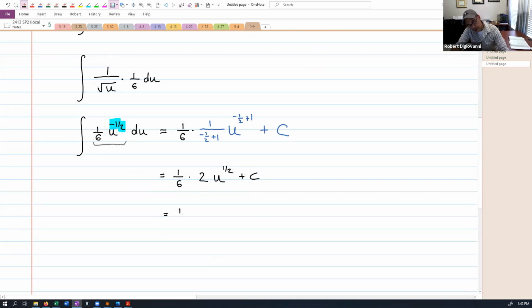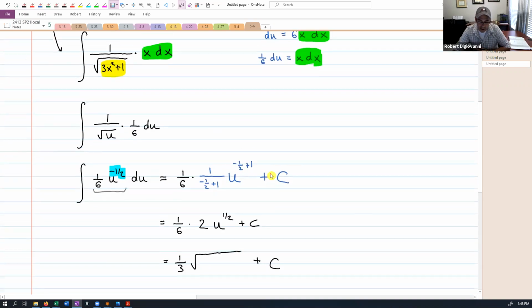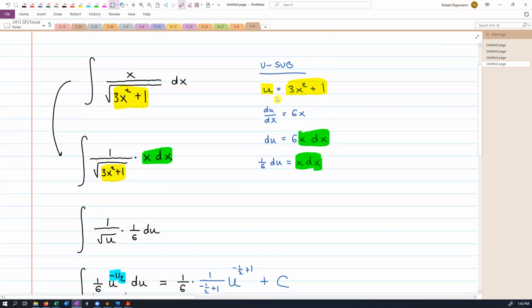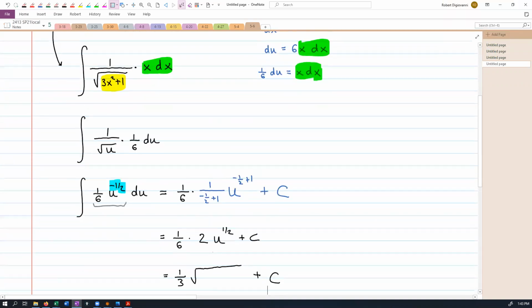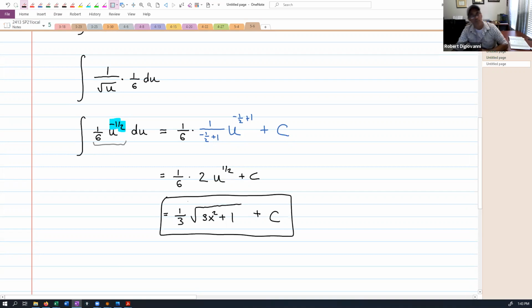The 2 over 6 becomes 1/3. And then isn't this really just the square root of u? That's the square root of u, isn't it? Yes. So I'm going to put the square root of u. But what's u? I'm ready to go back to x. u was 3x squared plus 1. There you go. That's it. That should be it.